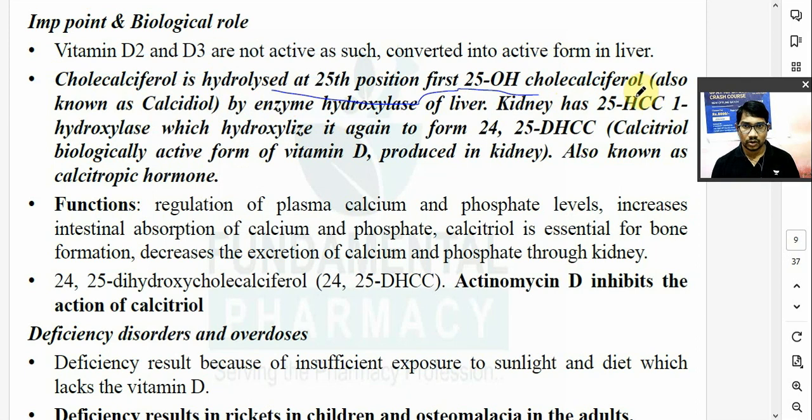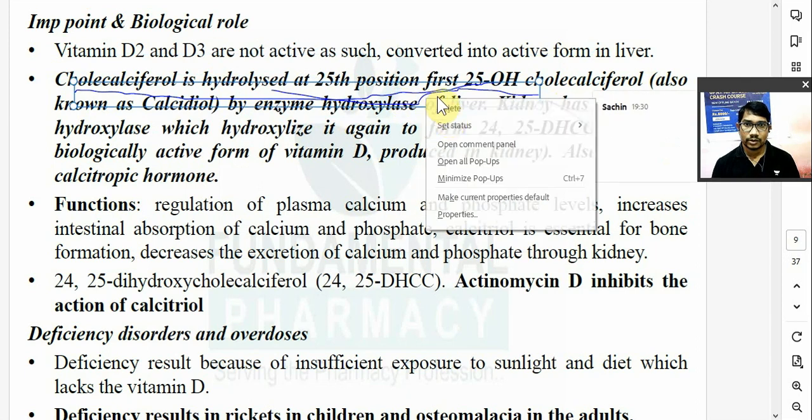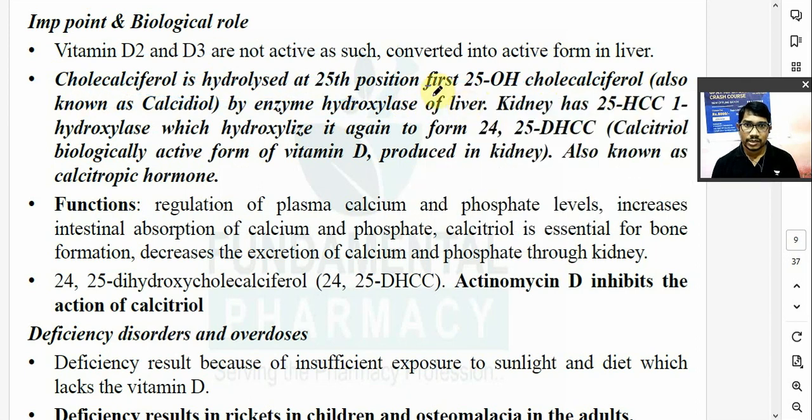Now in the kidney, this 25-hydroxycholecalciferol is converted by the kidney enzyme 1-hydroxylase to form 1,25 dihydroxycholecalciferol, which is known as calcitriol, and which is the biologically active form of vitamin D. Calcitriol is the biologically active form. A question has already come on this. It is produced in the kidney. Vitamin D is also known as a calcitropic hormone.